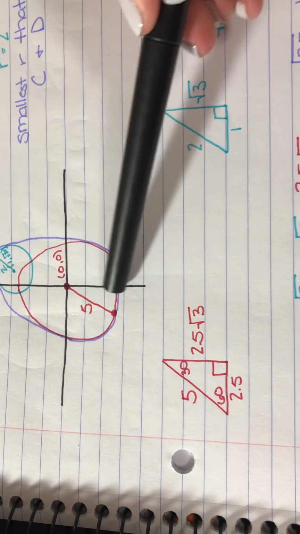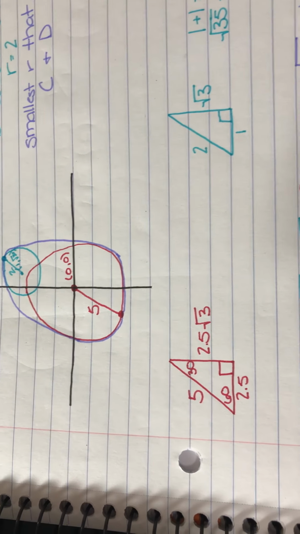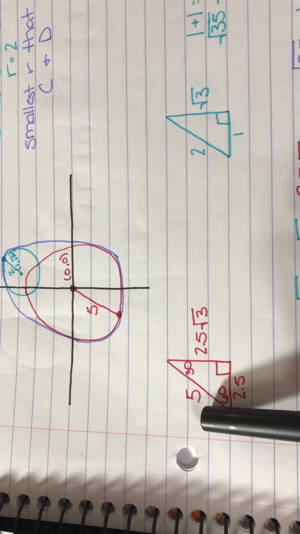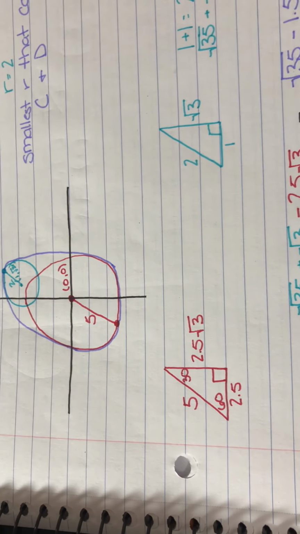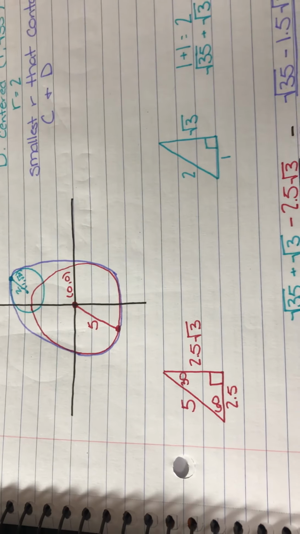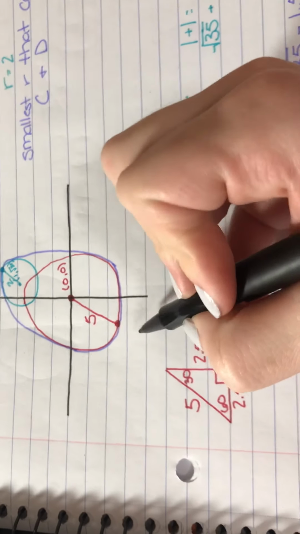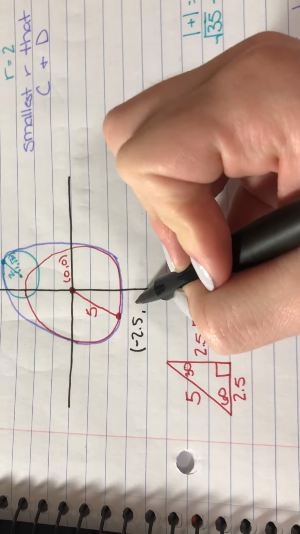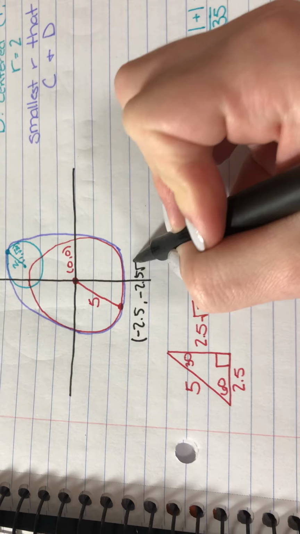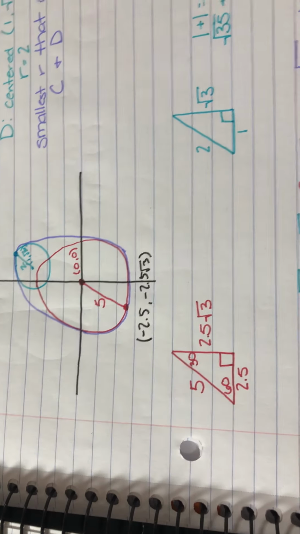radius. So I cut out a triangle here, and you can see that it is a 30, 60, 90 triangle, and we know this is 5 because of the radius, and then we can cut that in half and then square root it because of the properties of the 30, 60, 90 triangle. And then we know that this point here is going to be negative 2.5, comma, negative 2.5 square root 3. They're negative because you're going to the left and down.